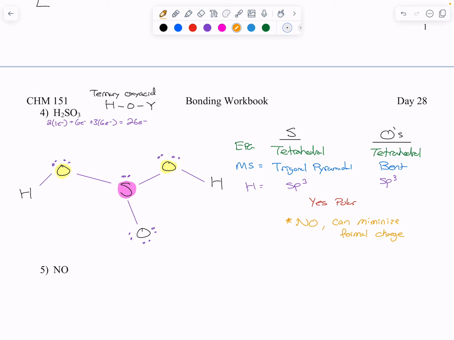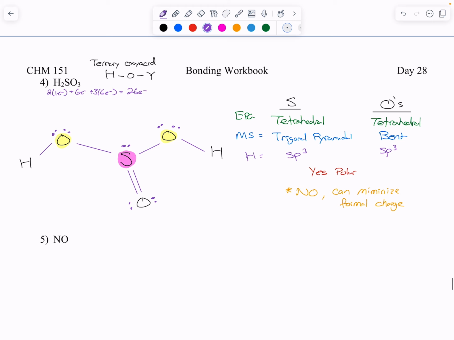Same thing here. We're not doing this resonance yet, but what would the resonance be? Well, I can minimize formal charge right there. And so now, sulfur has no formal charge, oxygen has no formal charge, and we're happy. All right? So, no, but technically it is yes, it's resonance. Yes, there's resonance there, it's just technically no. In Chem 1, we're not going to ask you that.